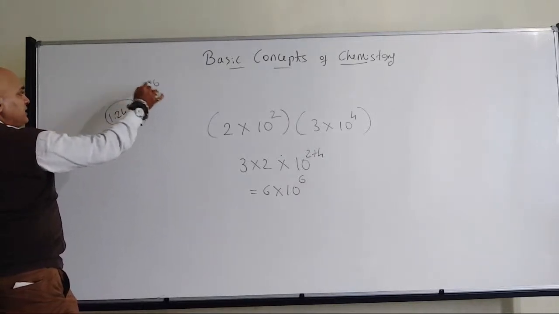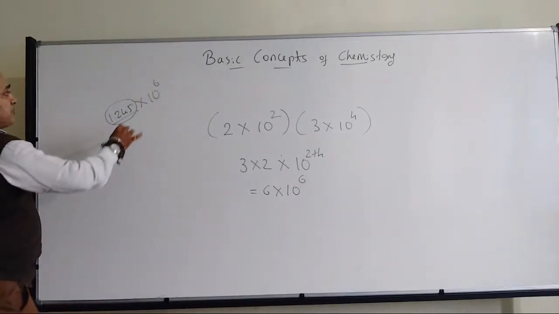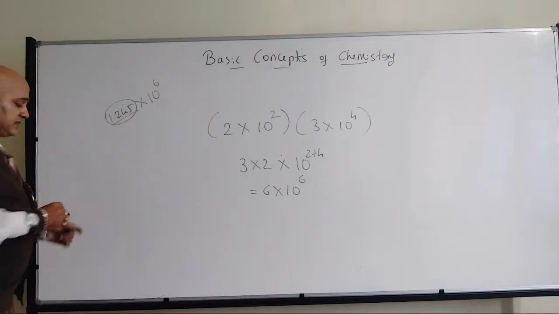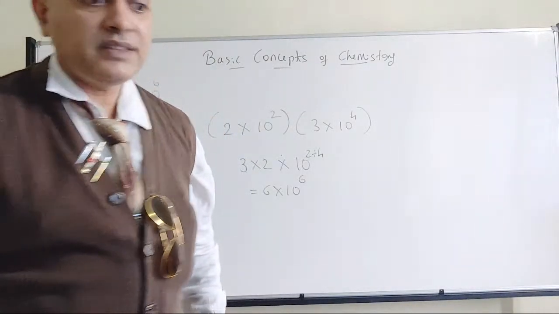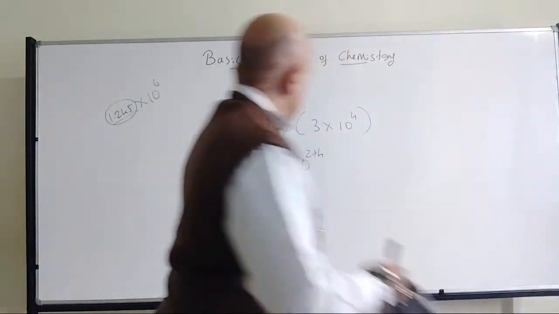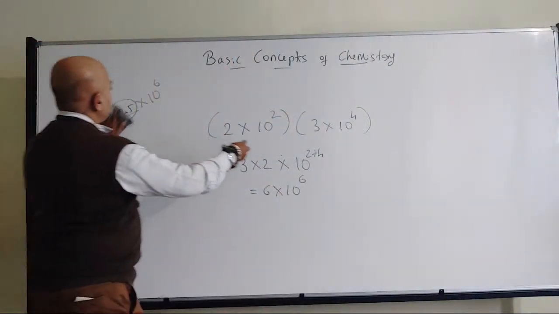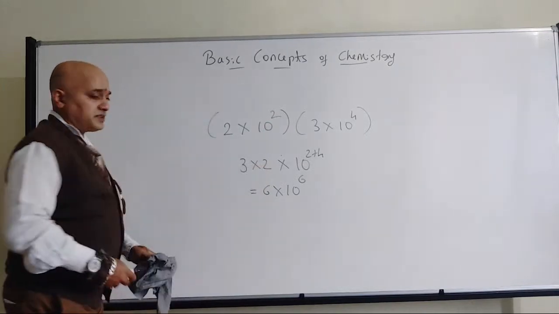This is a scientific representation, no doubt. But this one you should not forget. So that's where it will have 4 significant figures. Fine? So that's where we have the calculation. This is how it has to be solved.